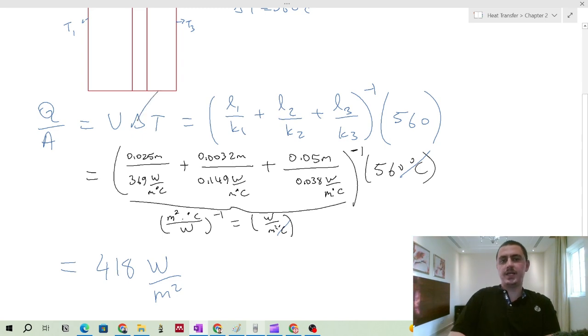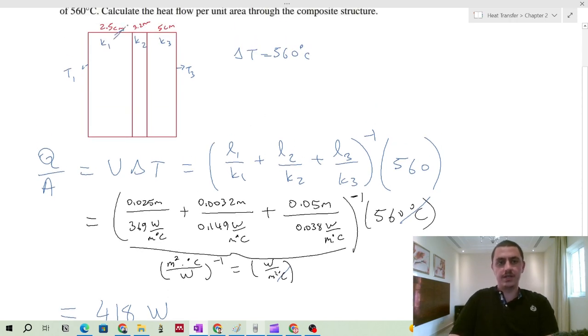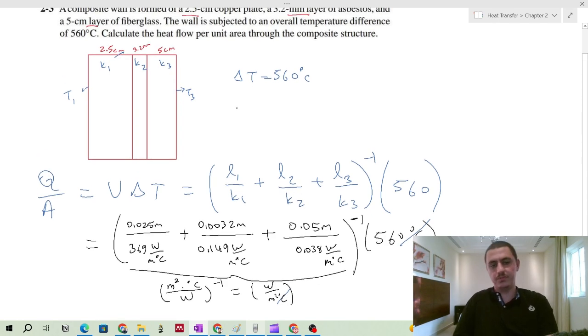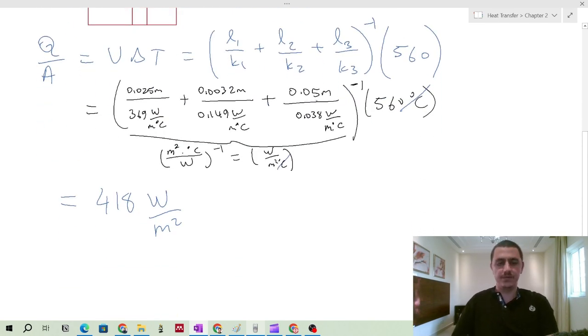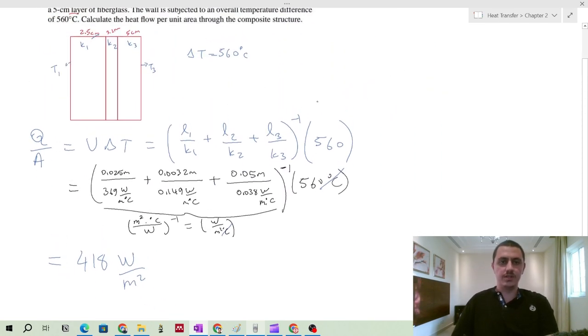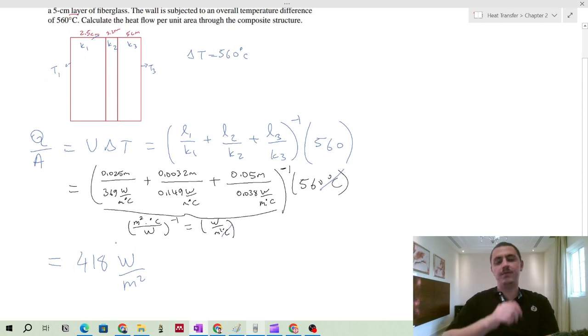Okay, please check your units for each parameter. Don't forget to consider your units, because as you see, centimeter, millimeter, watt per meter Celsius, so a lot of things. So you should consider the units, and at the end we have the final result.